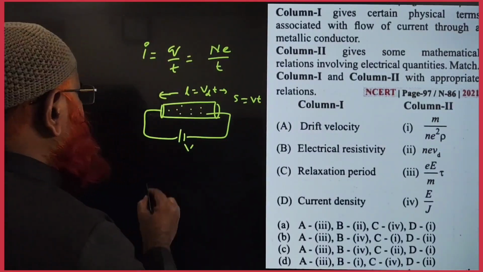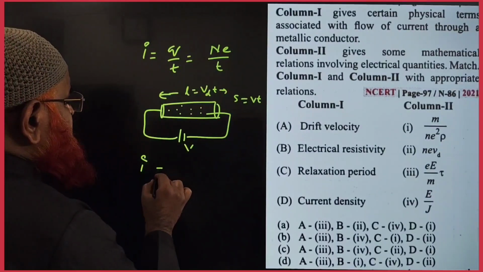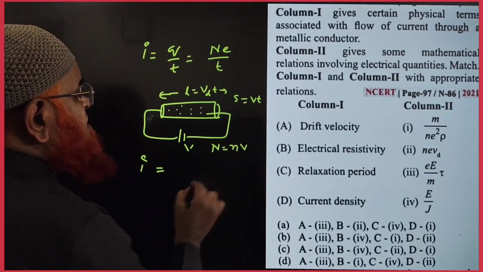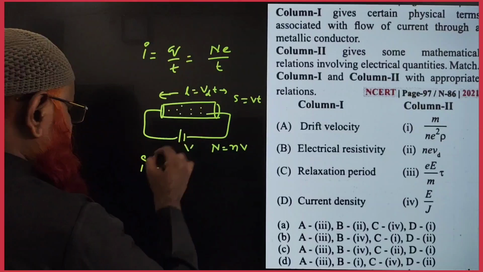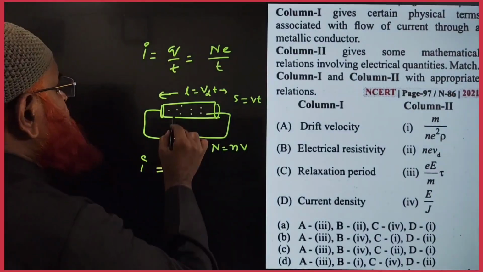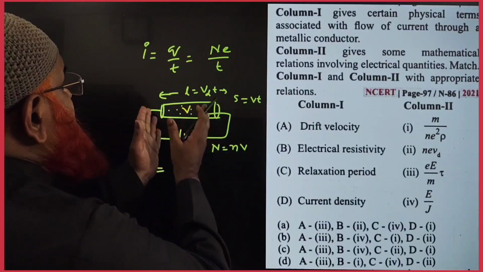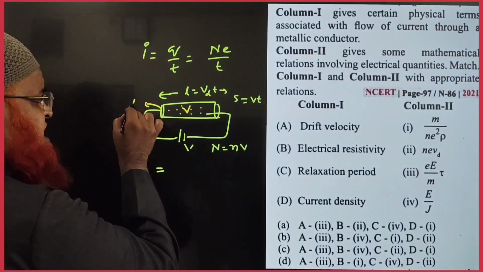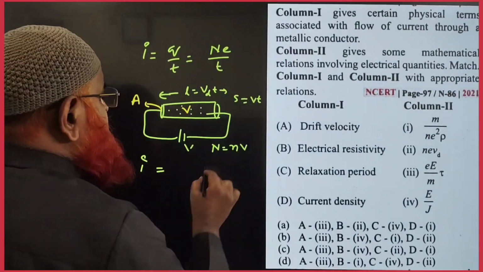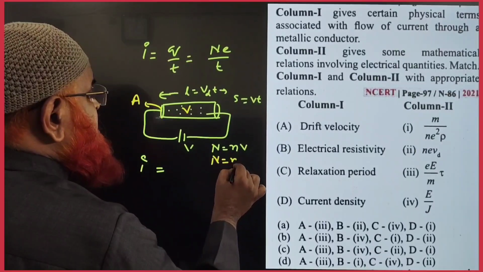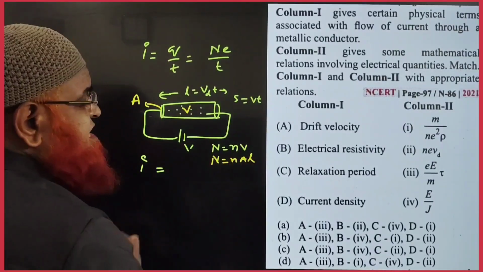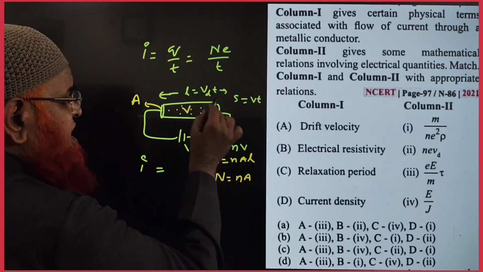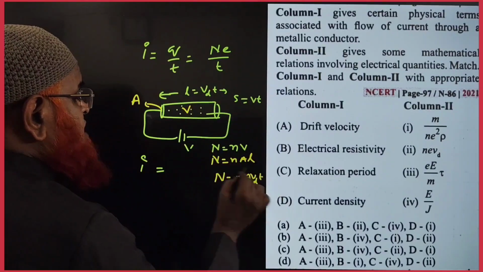Let us see what's going to happen now. So current I is nothing but N. What is N here actually? N is nothing but the number of electrons in volume V. So this is the wire having volume V here. How many electrons are present in the total volume of this wire whose cross-section area is considered to be A here? So the number of electrons is N, volume is nothing but area into length. Here length is nothing but drift velocity into time.